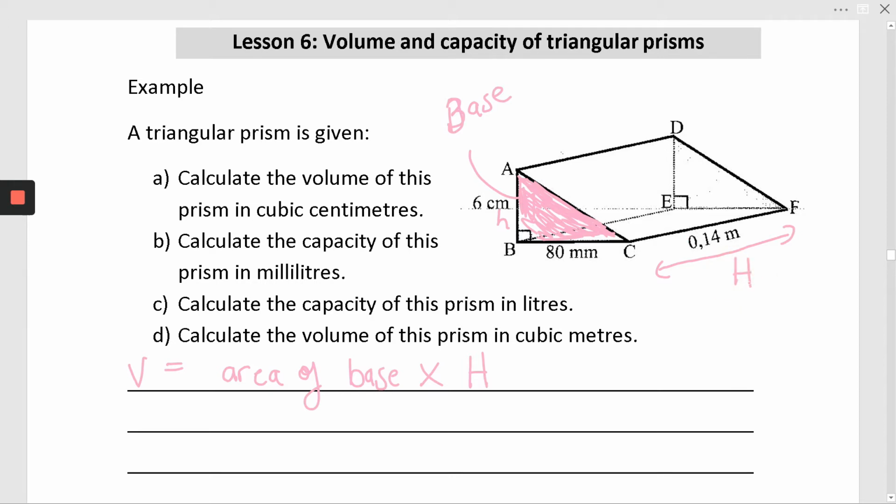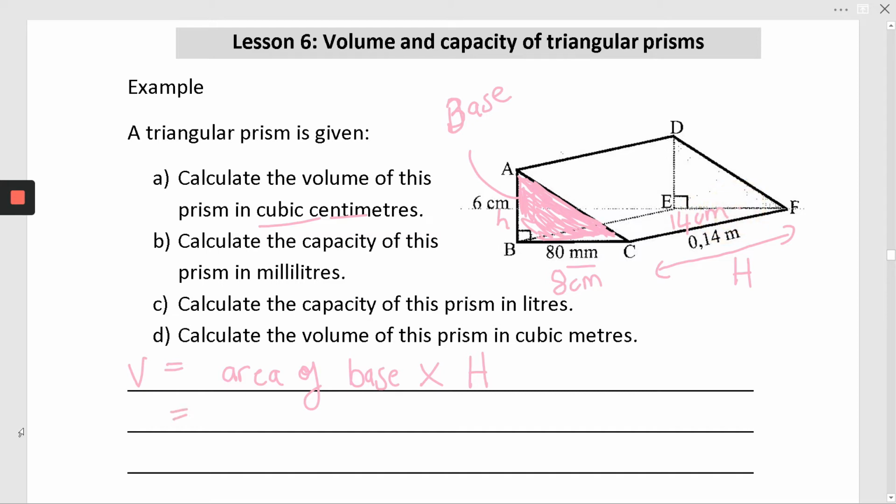I've got a problem with the 0.14 because it is in meters. This one's in millimeters, this one's in centimeters. So I've actually got a problem with all of them. Let me check what the question wants. They say cubic centimeters. All right, then I'm going to change everything into centimeters so that everything's ready to go for the first answer that I'm being asked for. 80 millimeters will then be 8 centimeters, and my 0.14 meters will be 14 centimeters.